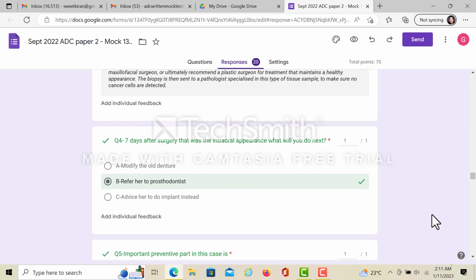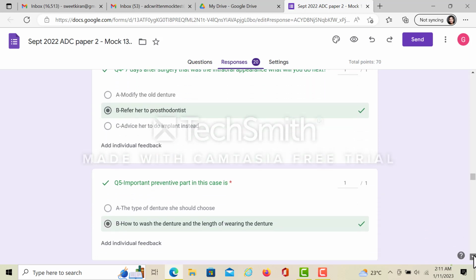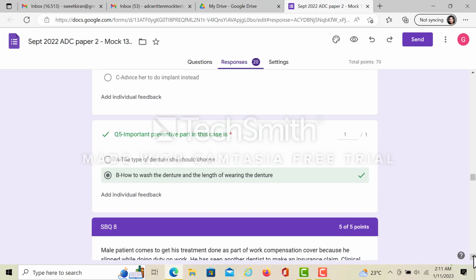Now, the important preventive part in this case is the type of denture she should choose, how to wash the denture, and the length of wearing the denture. Clearly, the question mentioned that the patient has not removed the dentures in the past 6 months, which is very poor oral hygiene. And if she continues to do the same thing again after excision of the lesion, then the same fibroma is going to come back here or somewhere else.